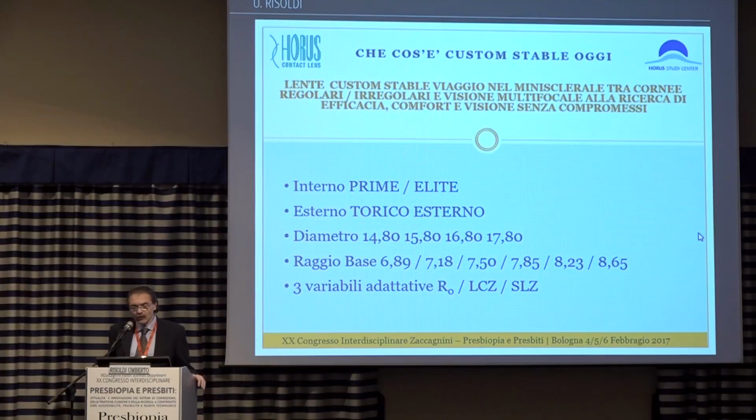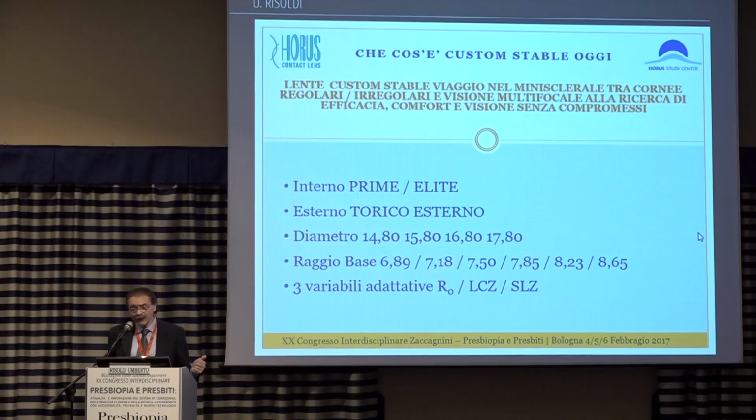There are only 6 base curves, and this is a benefit because fitting is much easier. 6.89, 7.18, 7.50, 7.85, 8.23, and 8.65. Of these 6 base curves, 60–70% is accounted for by 7.50, 7.85, and 8.23.